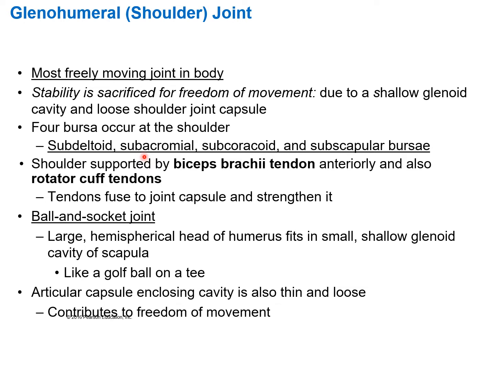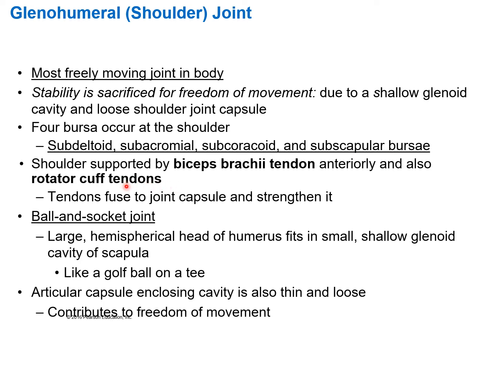Subacromial, so we have a bursa. I think I already mentioned this before. The subacromial bursa, all right, is just under the acromial process or the acromion of the scapula. Subcoracoid, very similar to subacromial. You remember there's a coracoid process on the scapula. This bursa will exist just underneath that. And then you have a subscapular bursa. So this is going to be just sort of underneath a muscle associated with the scapula.